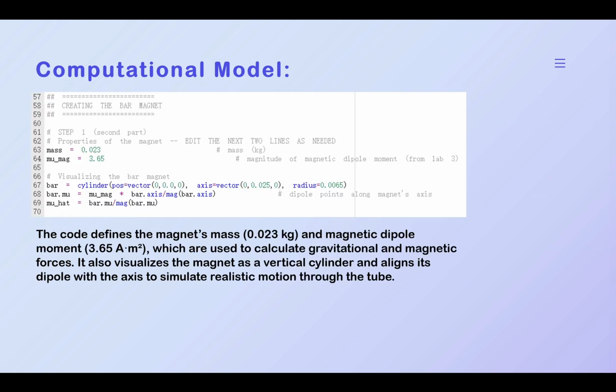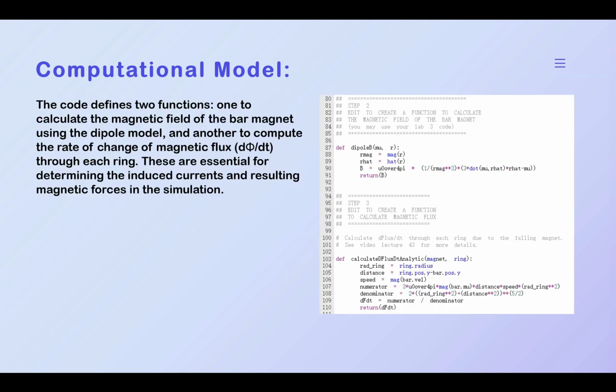Then here's the computational model. In the code, I defined the magnet's mass and dipole moment first. The magnet was visualized as a cylinder, and its dipole was aligned with a vertical axis to match the real setup. Then I created 2 functions, one to calculate the magnetic field of the dipole, and another to compute the rate of change of magnetic flux through each ring. These were used to determine the induced current at each position in the tube.